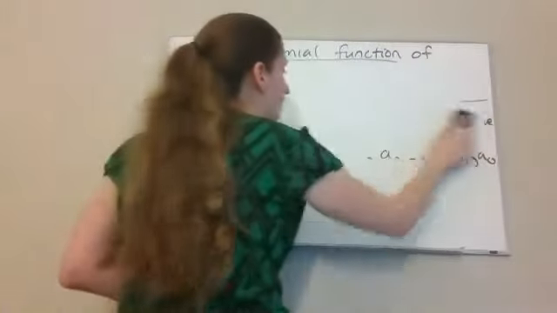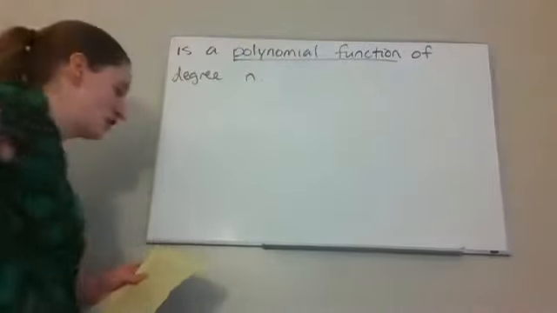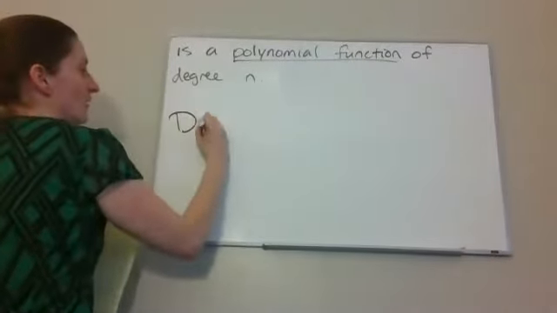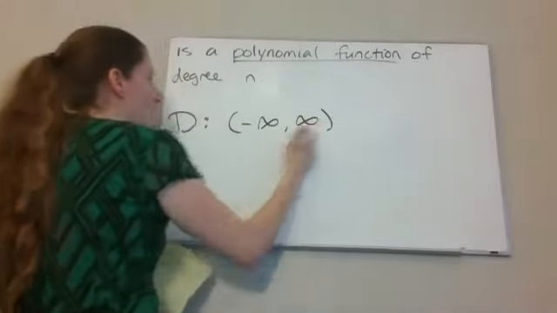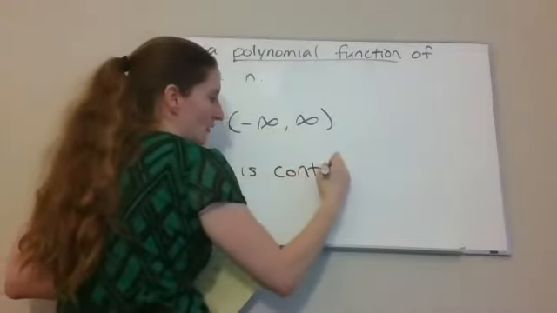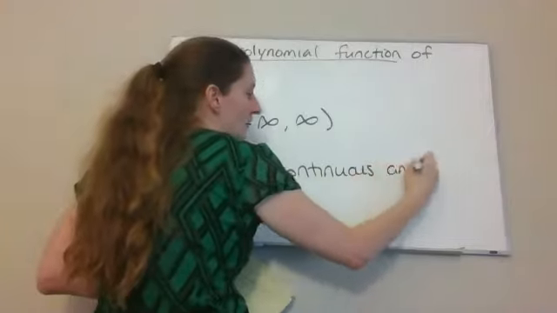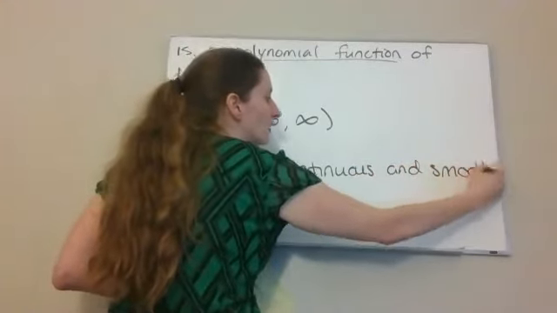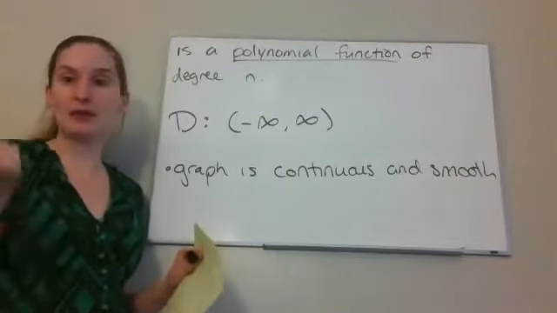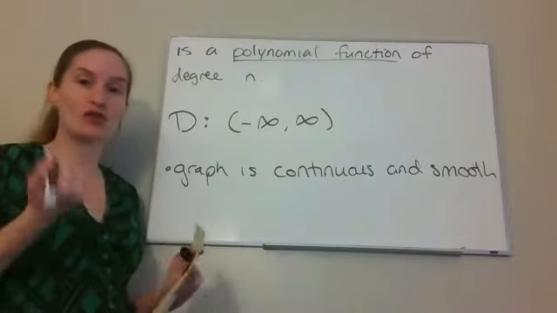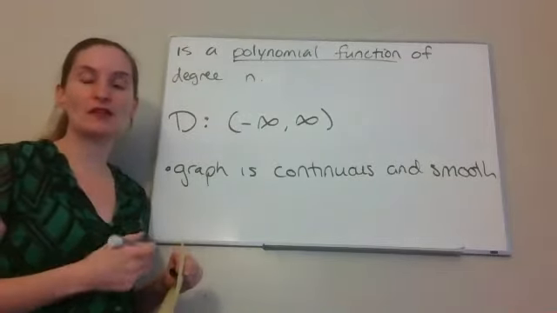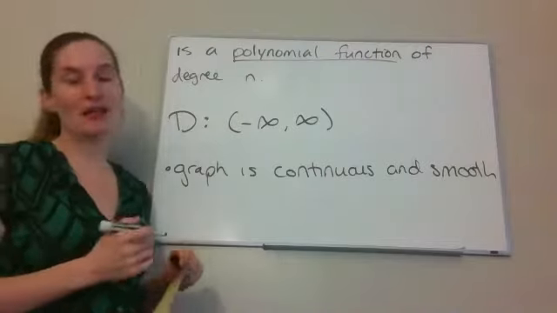And the graph of a polynomial function is always continuous and smooth. Our domain, negative infinity to positive infinity, and the graph is continuous and smooth. So the graph being continuous just means that you can graph it without lifting your pencil off the paper. There's going to be no holes or breaks or jumps. The graph being smooth just means you don't have any really sharp corners. It's just nice and goes up and down, but doesn't have sharp corners or edges.